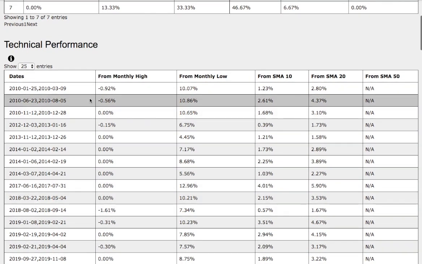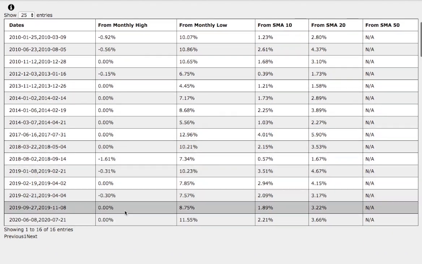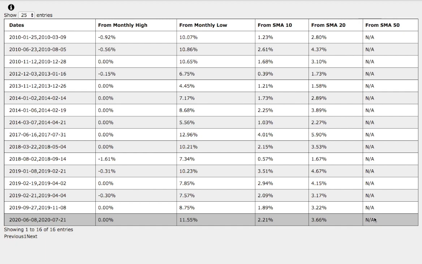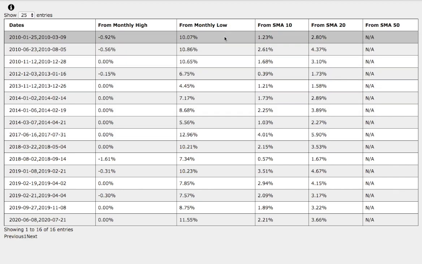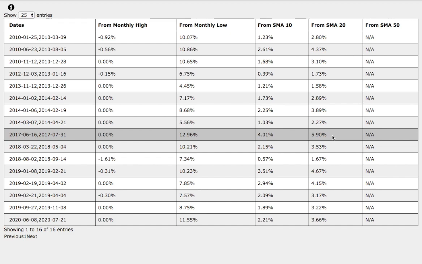If we examine closer the technical performance of each trend, on the current trend, we're 0% away from monthly high, up 12% from monthly low, up 2.2% from 10 simple moving average, and up 3.6% from 20-day simple moving average. We don't have 50-day simple moving average because we're only examining a 30-day trend. Compare that to the trend in the past that we just found. Back then it was 0% away from monthly high, up 13% from monthly low, up 4% from 10 simple moving average, and up 5.9% from 20-day simple moving average.